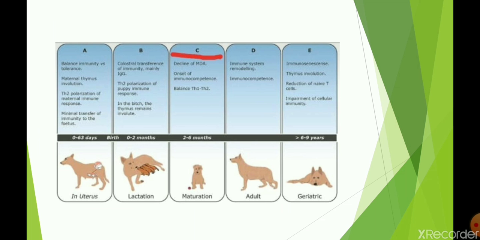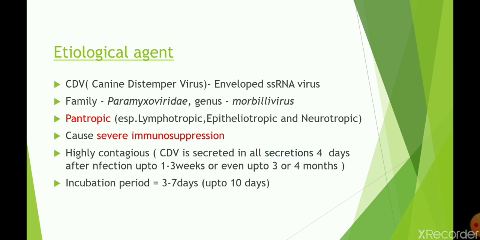Here you can see from among the puppy stage, that is 0 to 6 months, within that, in the range 2 to 6 months, the immunocompetence or the immunity is just in its onset, or the immune system is developing only in a slow manner. So there will be more chance for infections and complications in this phase in the range 2 to 6 months. About the etiological agent, it's the canine distemper virus or CDV.